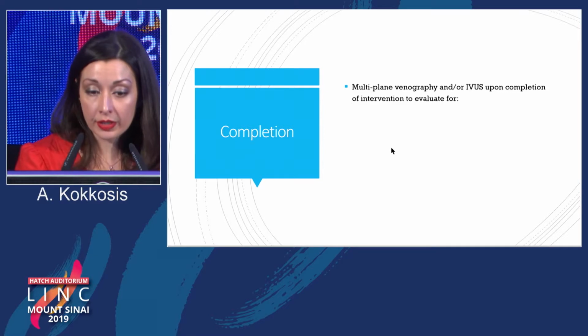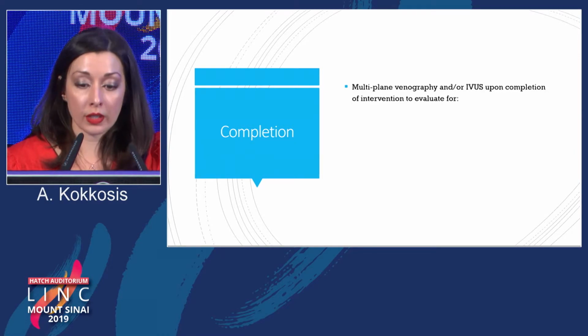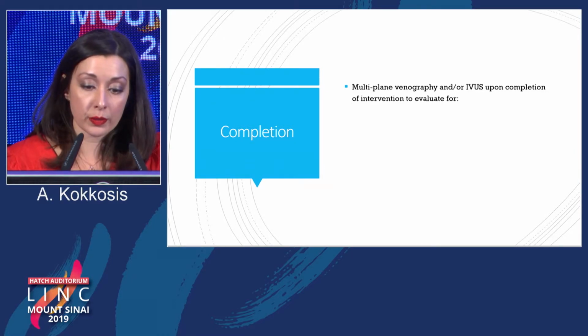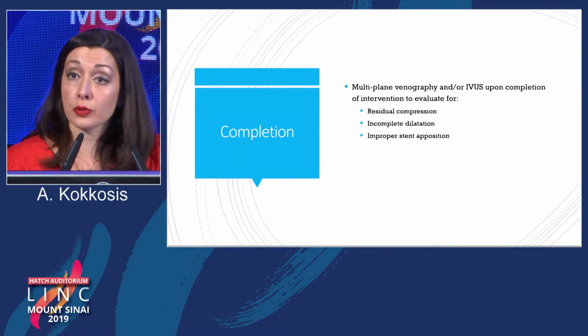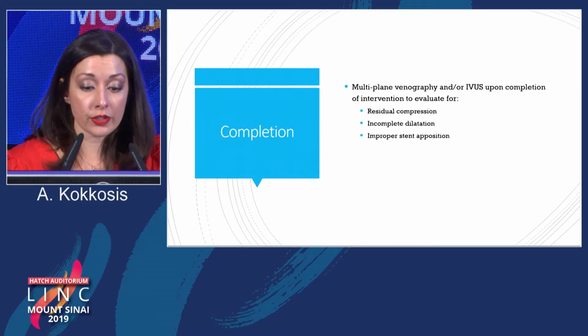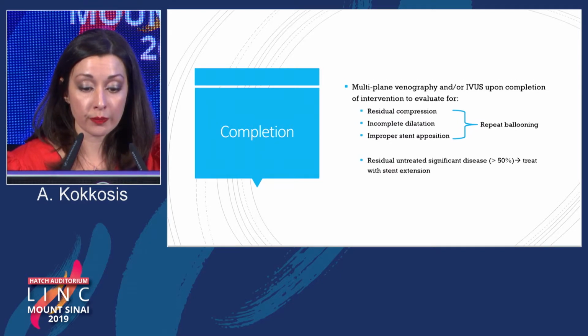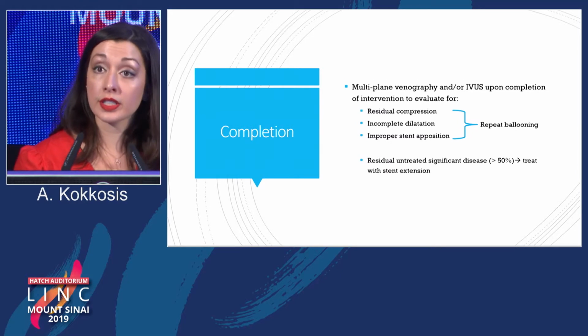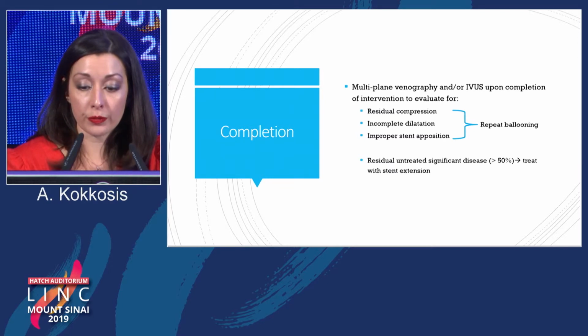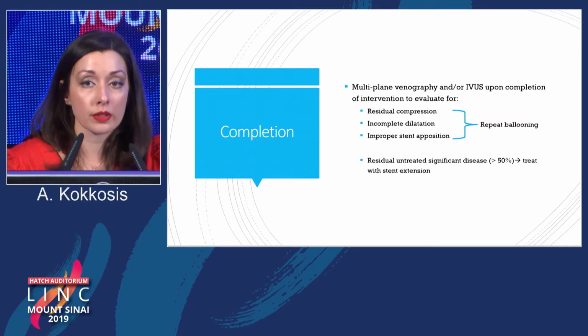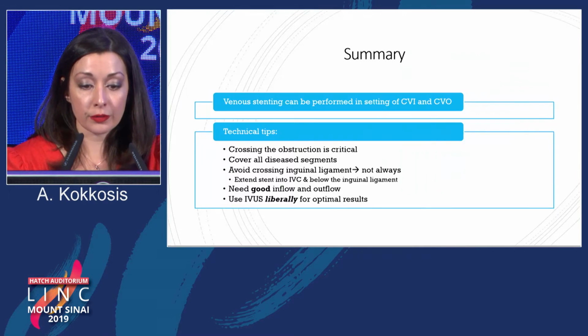For your completion, multiplane venography, check all angles, and with IVUS as well, to evaluate for any residual compression, incomplete dilatation, or improper stent apposition, all of which you can correct with repeat ballooning. Residual untreated significant disease, more than 50%, you probably will have to treat with another stent. And don't forget your completion.